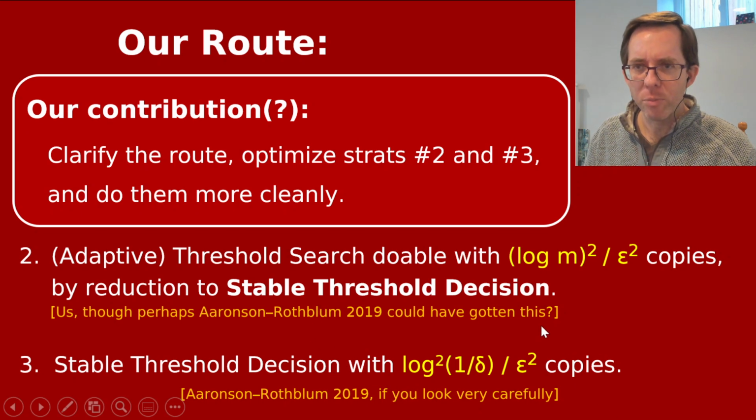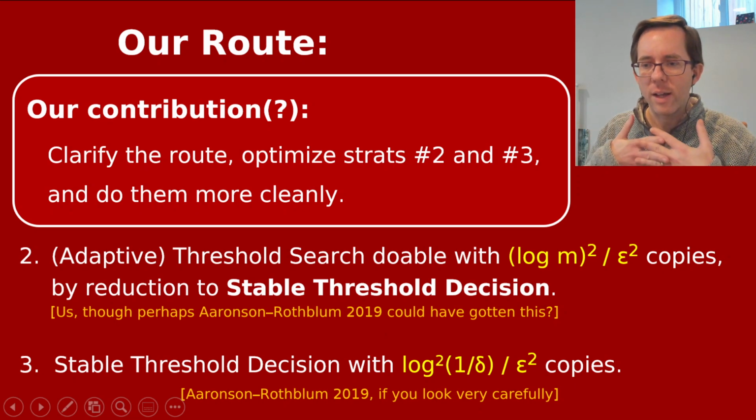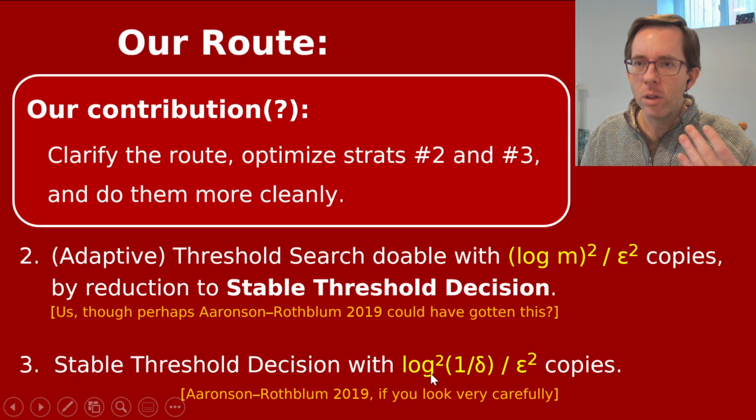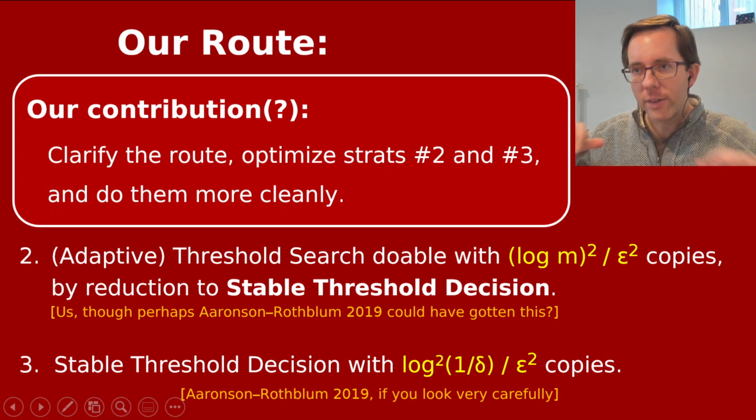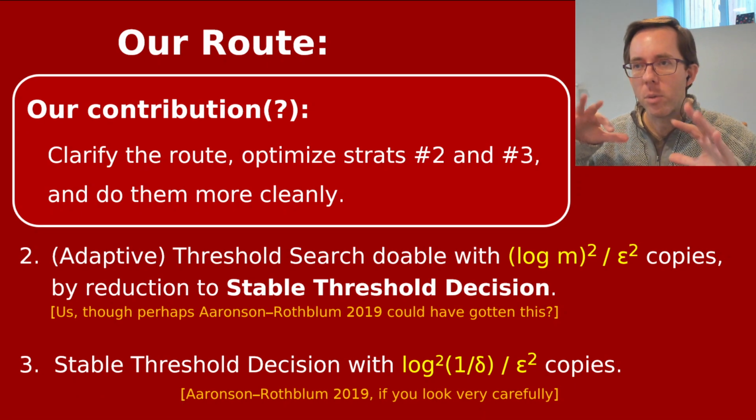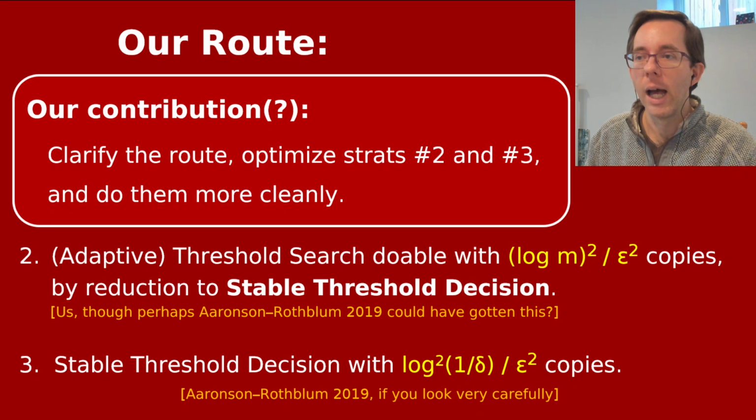In the Aronson-Rothblum paper, part 2 and part 3 here were all kind of mixed together, and it wasn't exactly clear. One couldn't easily extract the statements of these results from them. So by clarifying these, separating them out, and doing them a little bit more cleanly, we were able to get these improved parameters.